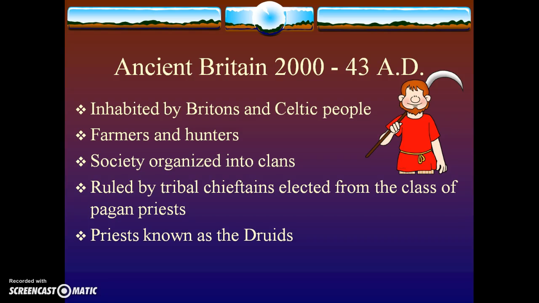Now, let's talk more about ancient Britain, which lasts from year 2000 BC to 43 AD. So during this time, Britain was inhabited by the Britons, where Britain gets its name, and the Celtic people. They were farmers and hunters and fairly peaceful. Their society was organized into different clans, and these clans were ruled by tribal chieftains elected from the class of pagan priests. And these priests that elected these chieftains into power were known as Druids. So you can see even in this time period, they had a form of government, and it was fairly peaceful.